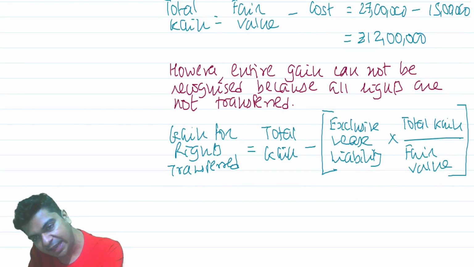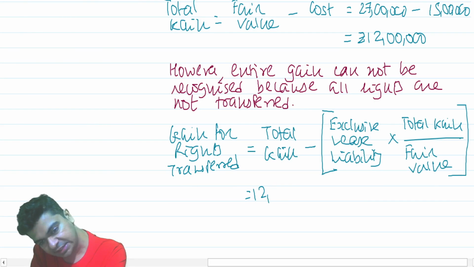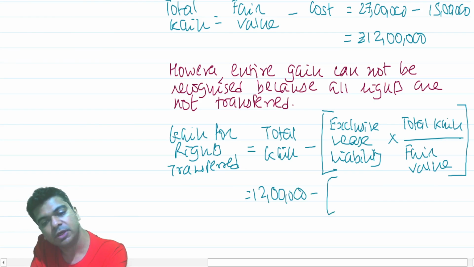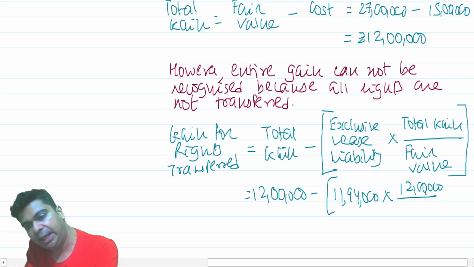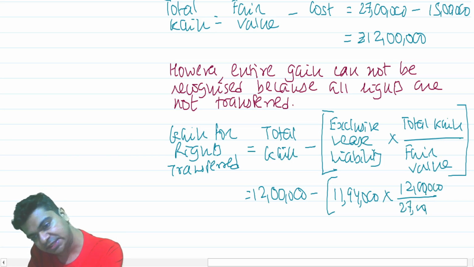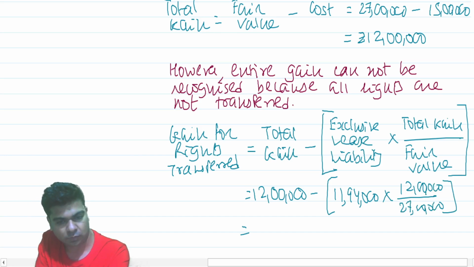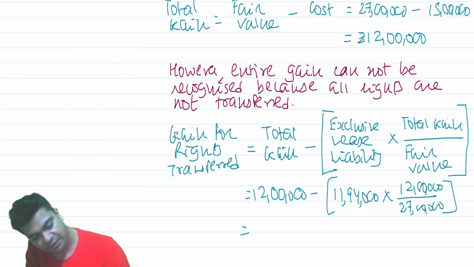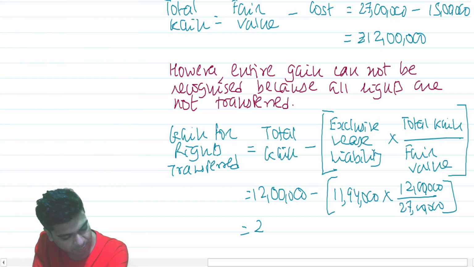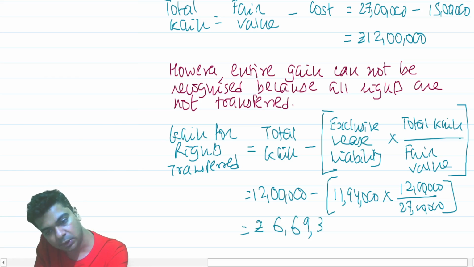So the total gain we know is 12 lakhs. The exclusive lease liability is 11,94,000. Again, the total gain is 12 and fair value is 27. So 1194 into 12 by 27. This I will like to deduct from 12 lakhs. I am getting 6,69,000 triple.